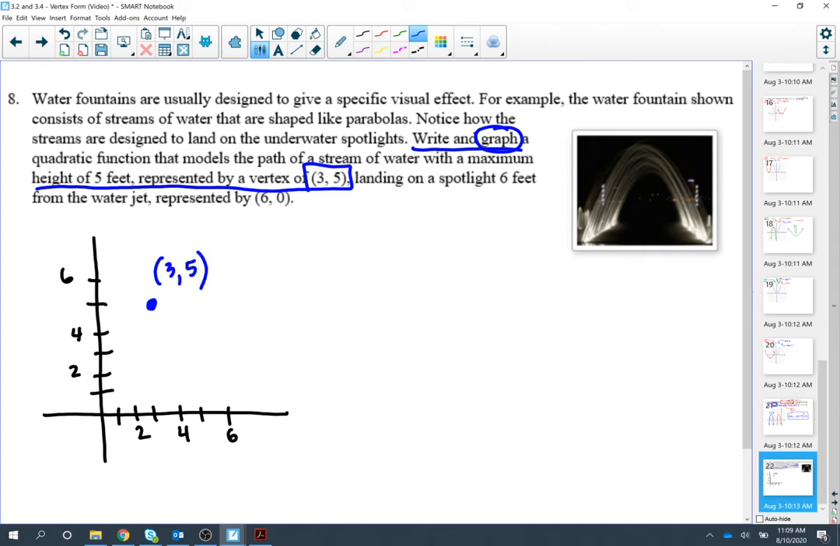Landing on a spotlight 6 feet from the water jet, represented by 6, 0. And then we're going to look at this, and we're supposed to write and graph this thing. I want you to look at that and figure out, is there anything else that we possibly could know?